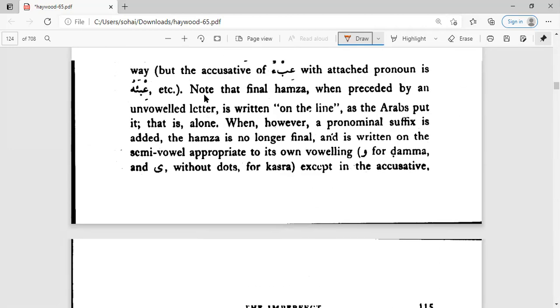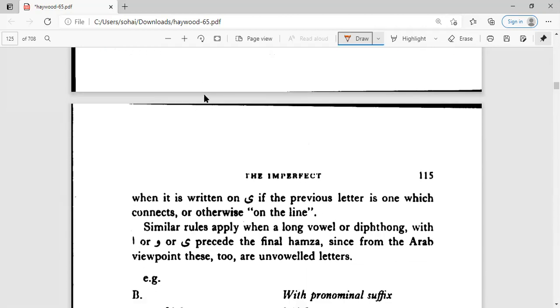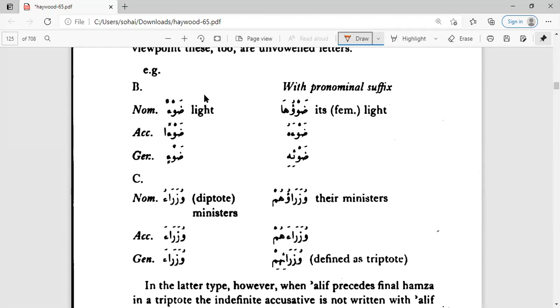So the rest of it you guys could read yourself. This is homework. Everybody needs to read it. It doesn't mean don't read it, okay? So here it gives examples: daw'un, daw'uhu, because there's a dhamma here, it's written over waw. Here there's fatha, like I mentioned. Here it is kasra, so it's written under ya.